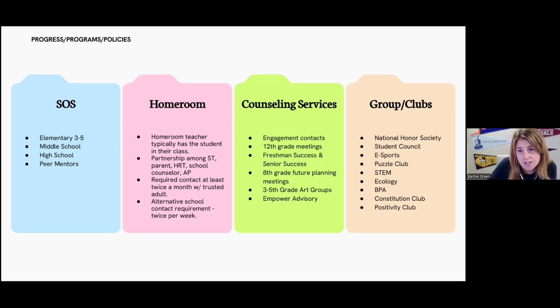Staff are encouraged to start student clubs. Some of these clubs meet virtually. The puzzle club, for example, meets in the Boise office. But many on this group list will meet virtually and face to face, just a mix of those. The last one, the Positivity Club, is comprised of staff.